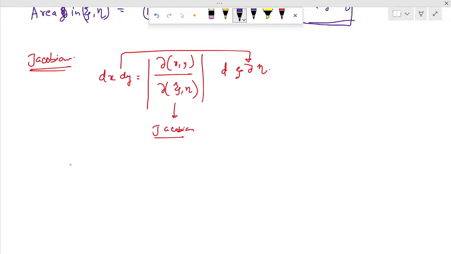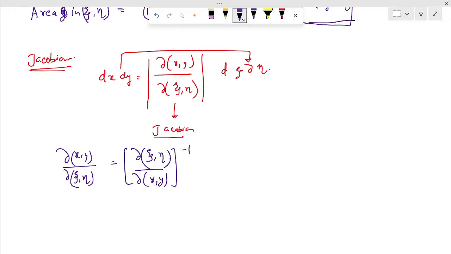Now I'm going to write, and always remember, d(x,y) upon d(zeta,eta) equals, if I write it this way and this way. And why am I doing this? Because I know zeta and eta in terms of x and y. So I'm going to find this, and then I'm going to write it this way. So remember, what would it be equal to?